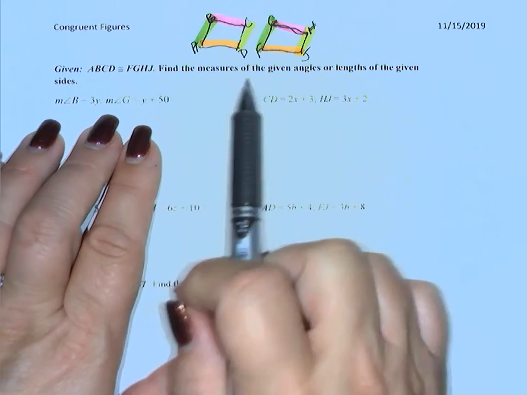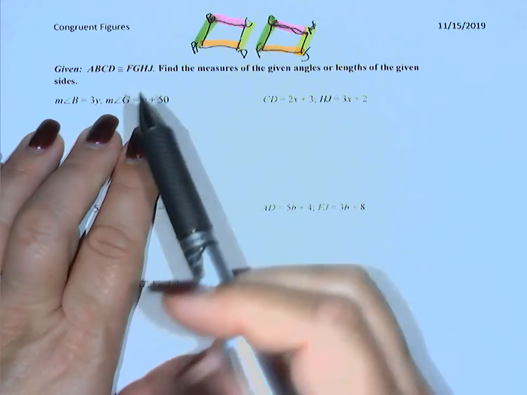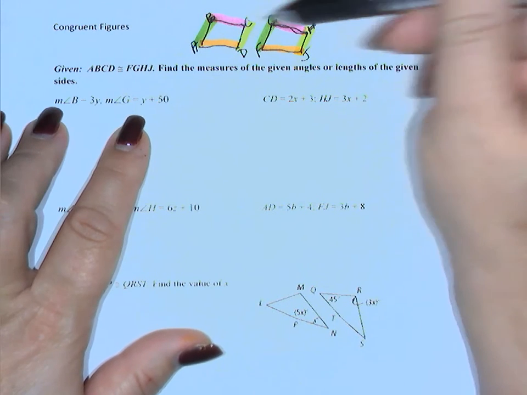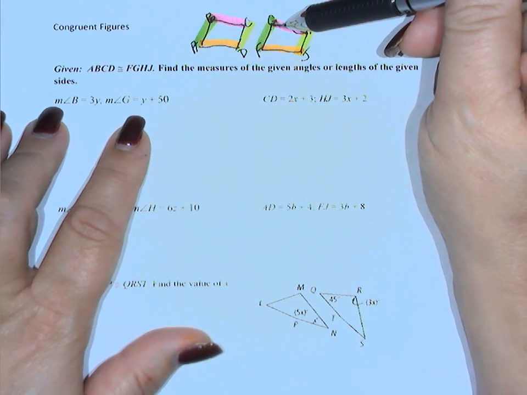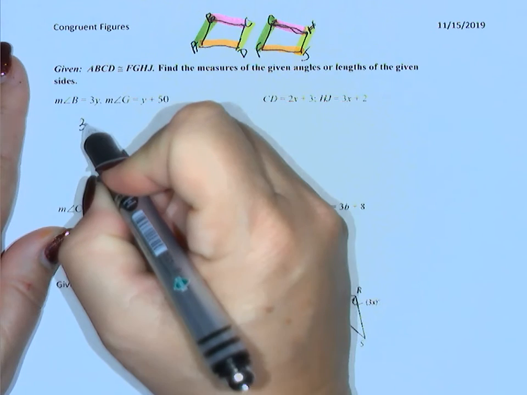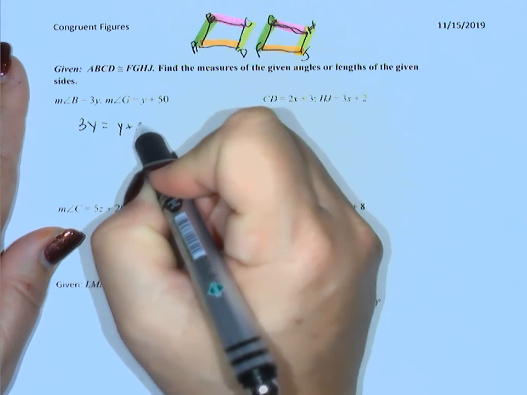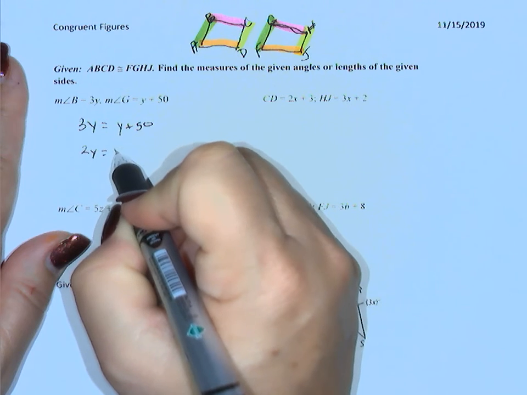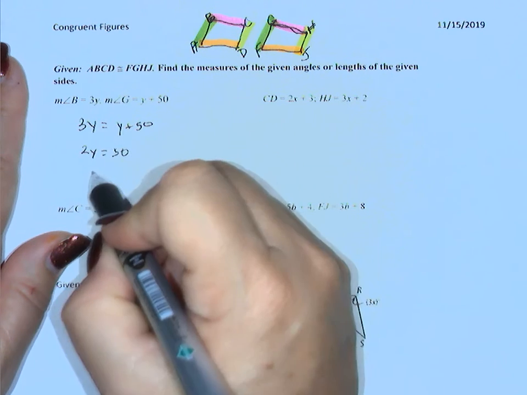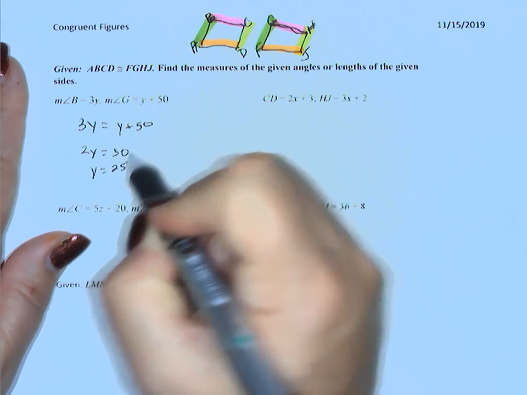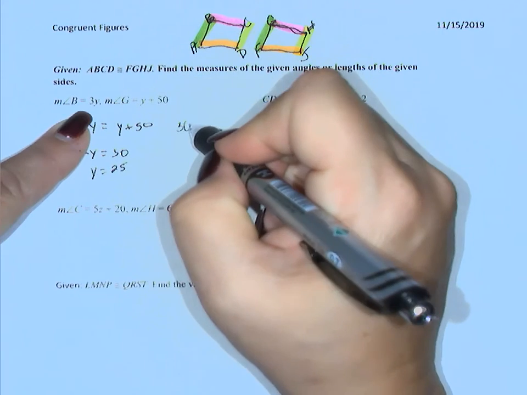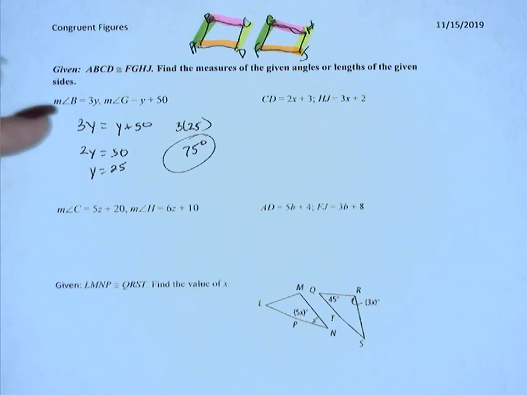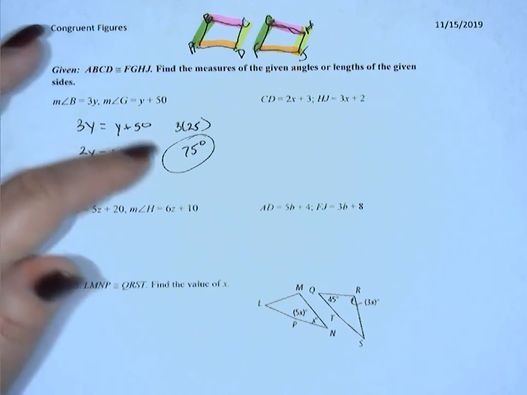I'm going to find the measure of the given angles or the lengths of the given sides. So measure of angle B, that's this one, and angle G, okay, these two are corresponding congruent pieces. So I'm just going to write my equation, 3y equals y plus 50. So then I'm going to get 2y equals 50. And that's going to give me that y is 25. And when I substitute it back up in here, I'm going to have 3 times 25 is 75. So 75 degrees is the measure of both angles B and G.